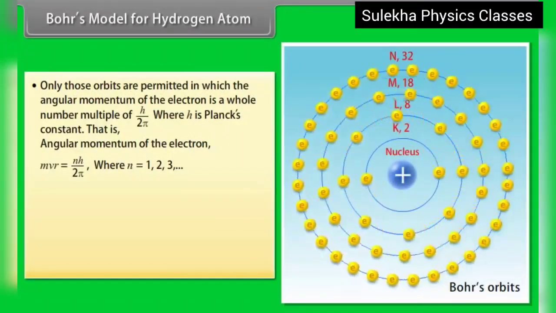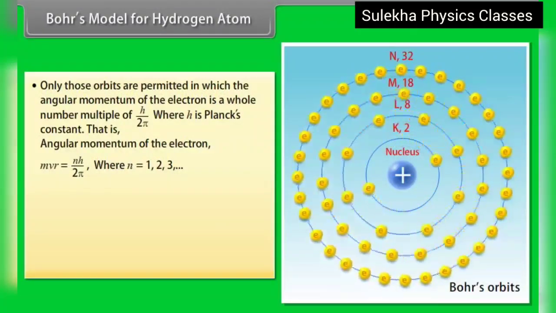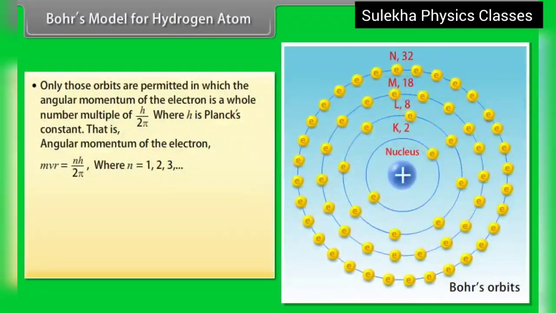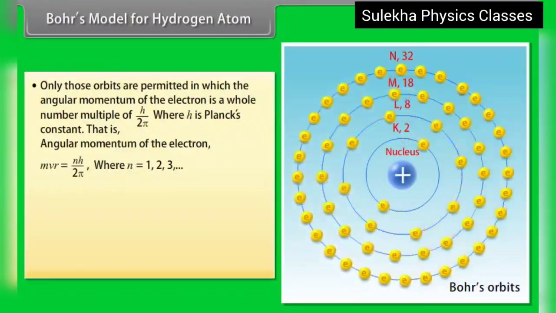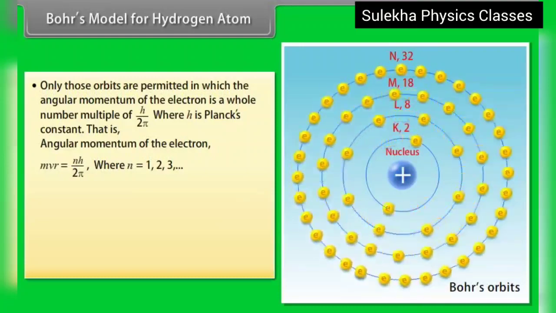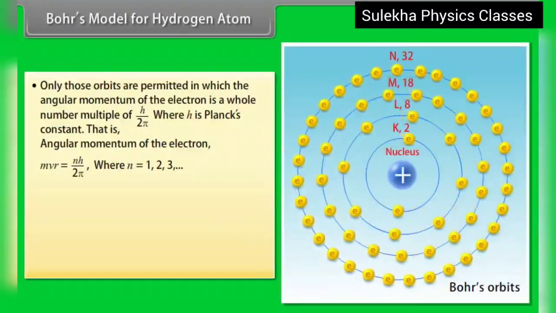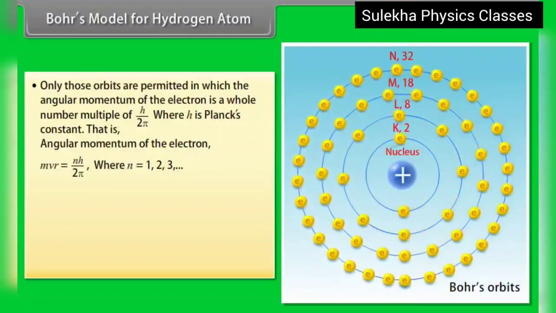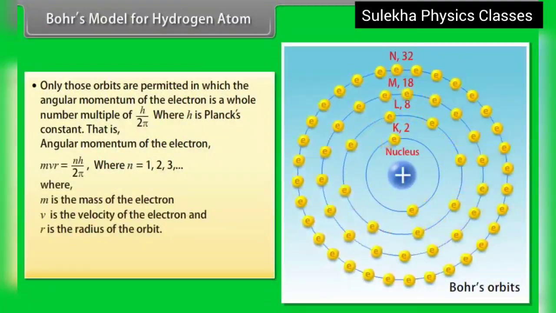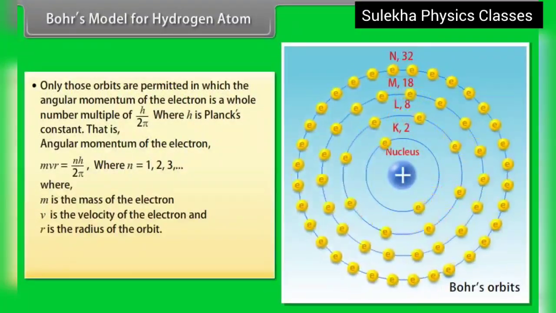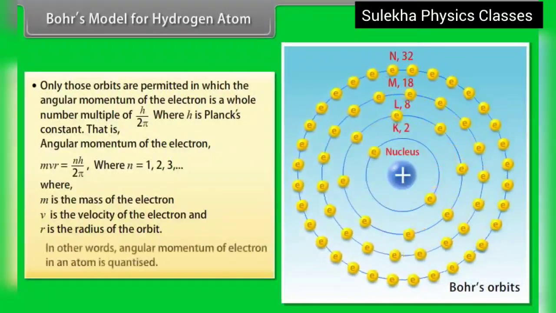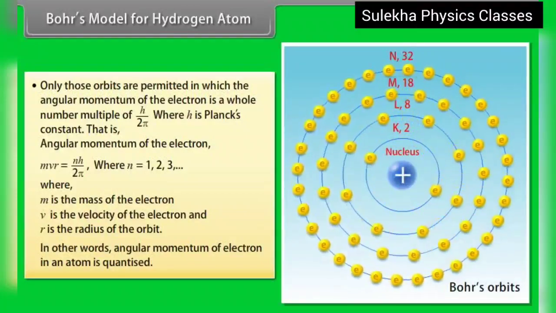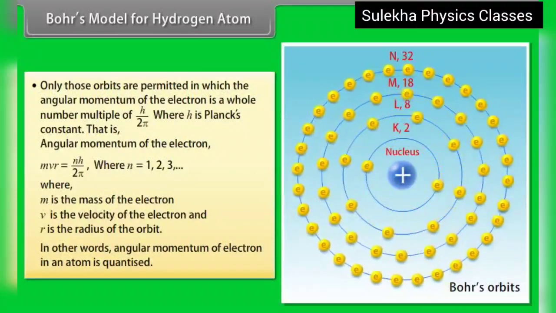Only those orbits are permitted in which the angular momentum of the electron is a whole number multiple of h by 2 pi, where h is Planck's constant. That is, angular momentum of the electron mvr is equal to nh by 2 pi, where n is equal to 1, 2, 3, etc., where m is the mass of the electron, v is the velocity of the electron, and r is the radius of the orbit. In other words, angular momentum of electron in an atom is quantized.